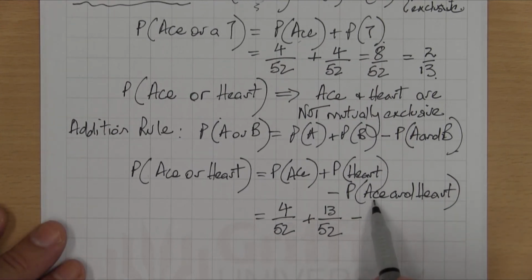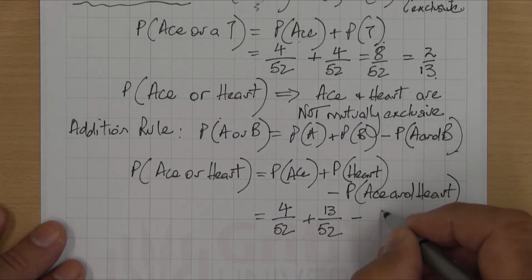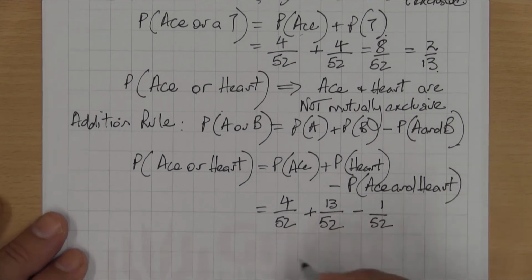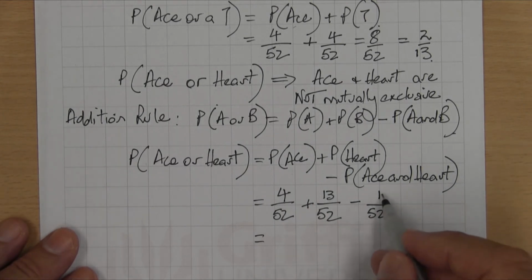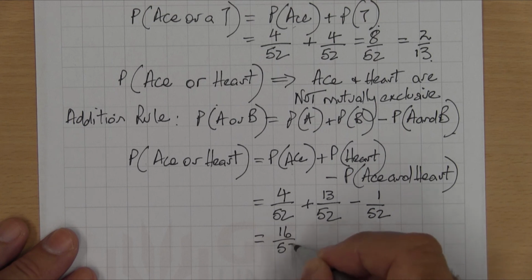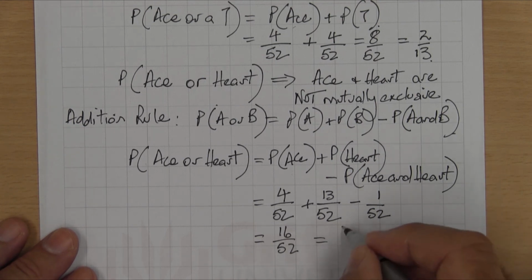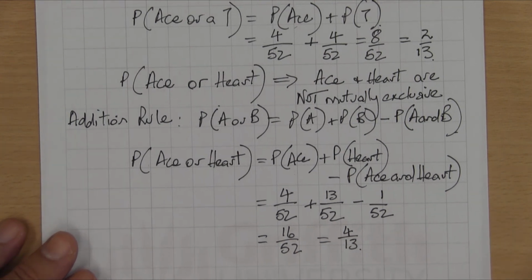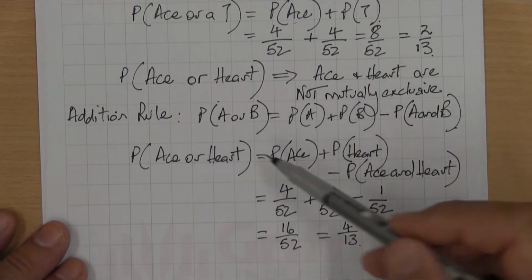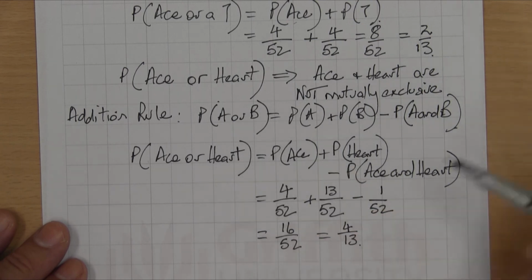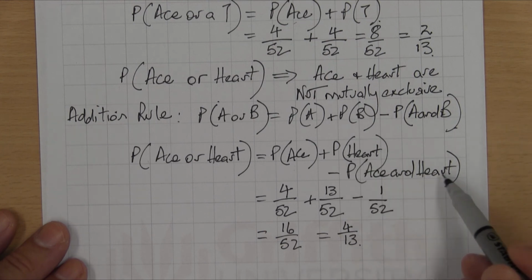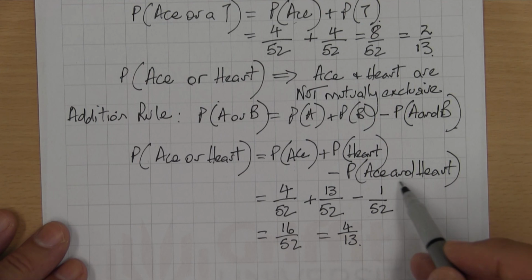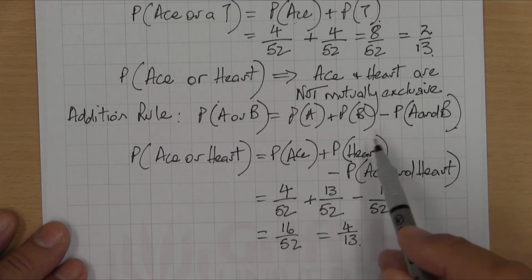Now how many cards in a pack are both an ace and a heart? Well, that's just one, which is the ace of hearts, so it'll be 1 over 52. And I think if we add 4 and 13 that's 17, minus 1 is 16 on 52. And I think 4 will go into top and bottom, so we get 4 over 13. So that's the probability that you're going to get an ace or a heart. They are not mutually exclusive, and so we've got to subtract the probability that they are both. And normally implies that you multiply, and or is add.